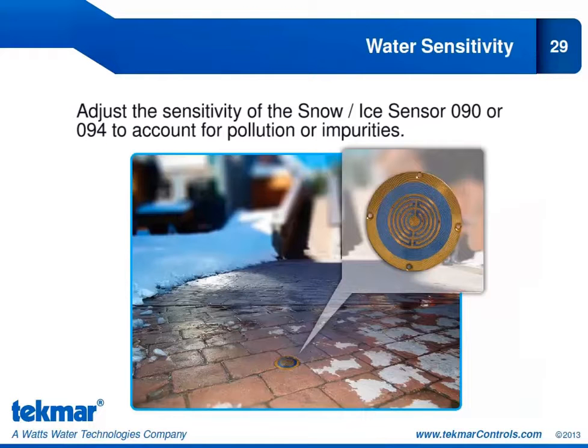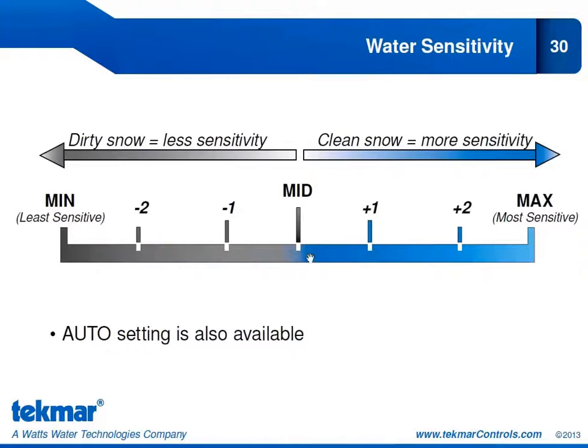You will also customize the water sensitivity if you're using the 090 or 094, and that would be to account for pollution or impurities. So you can see there are 7 separate manual sensitivity settings that you can select. And you can also choose the auto setting. And in the auto setting, the control will automatically adjust the sensitivity used to detect moisture. So because we have all of these options here, it is very easy for you to customize the operation of the sensor and the control to your particular area and to the conditions of the snow in your area.